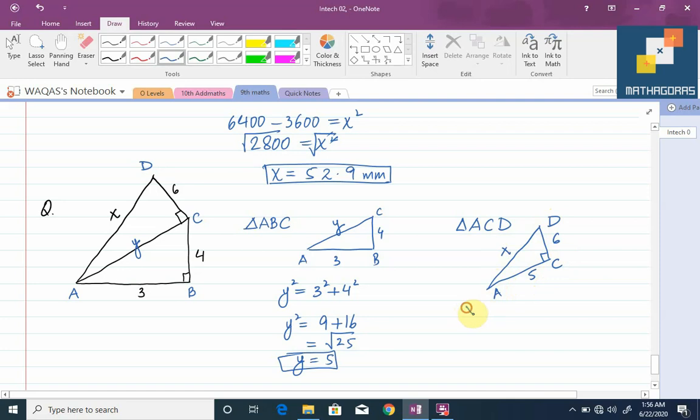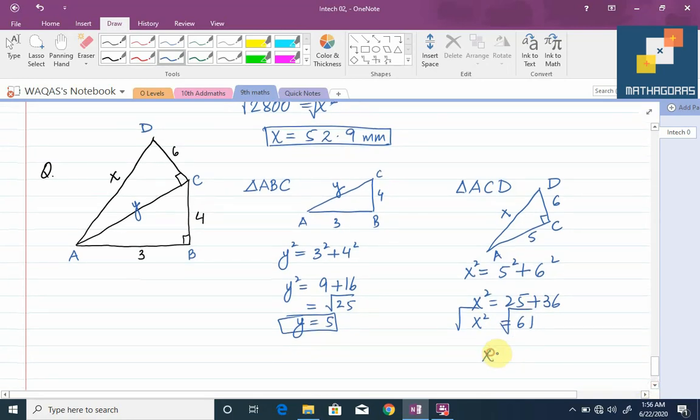Again we need to apply Pythagoras. X square is equal to 5 square plus 6 square. So x square, 5 square 25, 6 square 36. Right? Further solve it with calculator. 25 plus 36, it's 61. Applying root, it's 7.81. So now we need to attempt some advanced level questions of Pythagoras theorem. I hope that this question is clear to you.